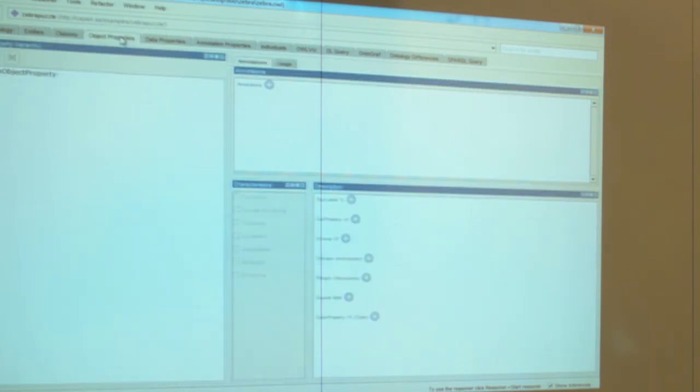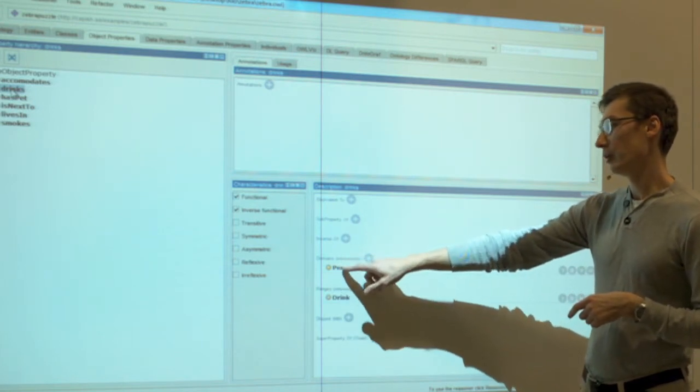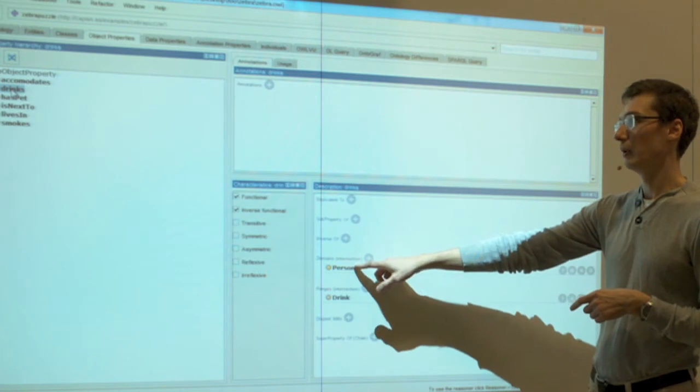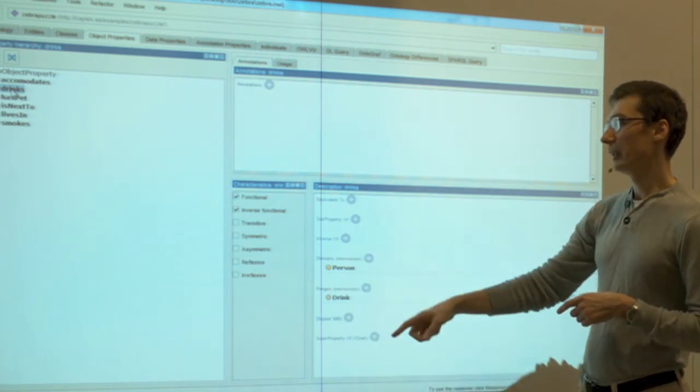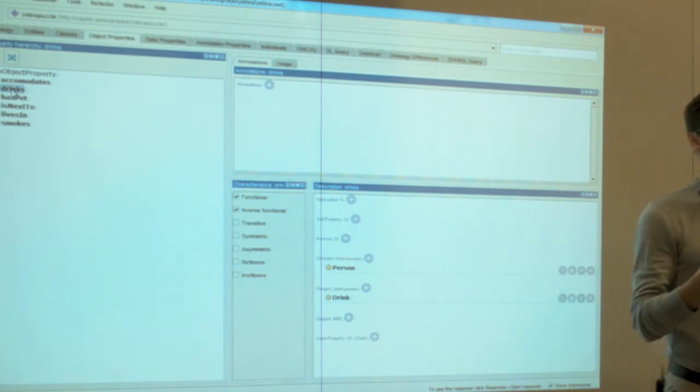We go to properties. We look here. Well, there are simple ones. For example, drinks. That one is easy. It says that it has the domain person, which means that if somebody drinks, it's a person. And it has a range drink. It means if somebody drinks it, it's a drink. This is the semantics of OWL.